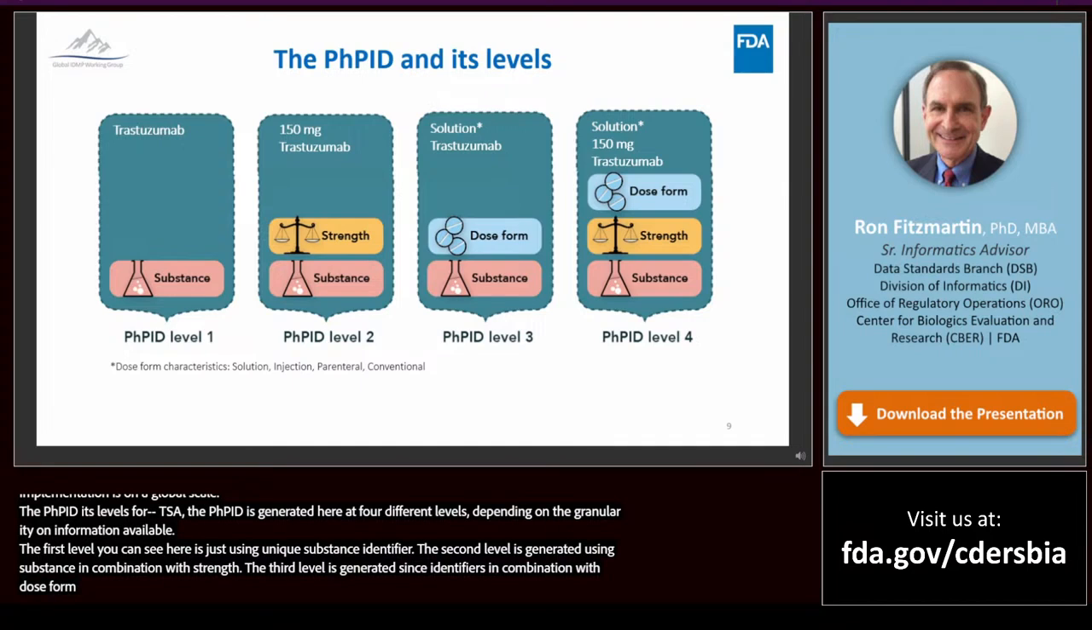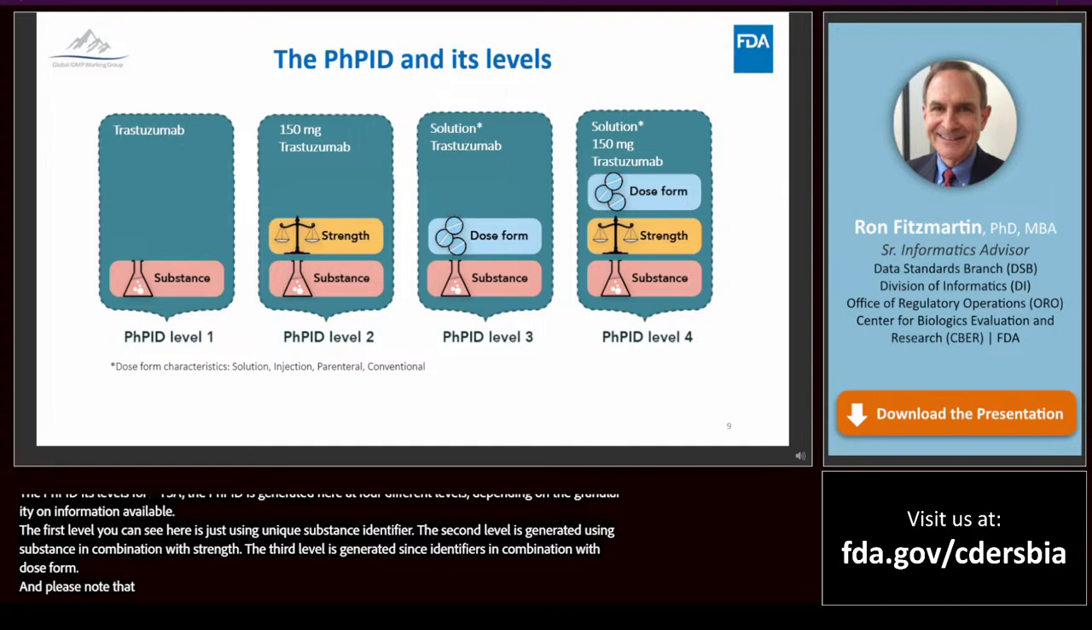And please note that the PHPID uses dose form characteristics to describe the dose form. The fourth level is generated using all three components.